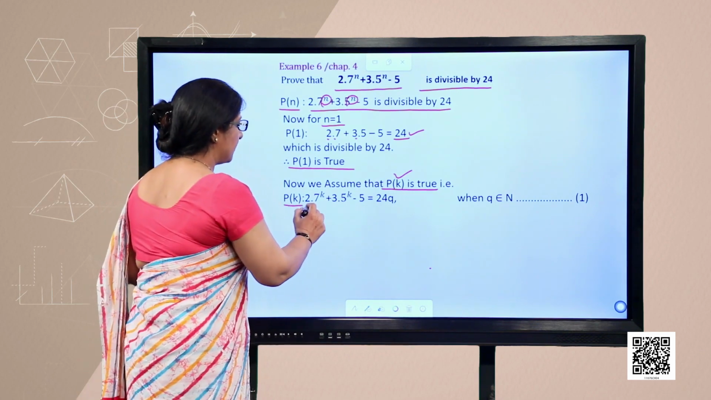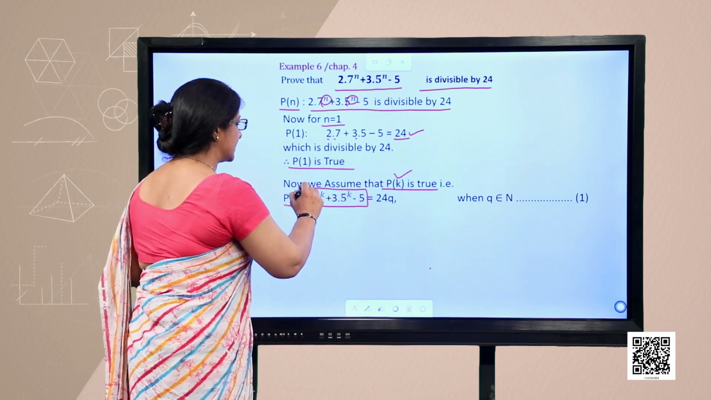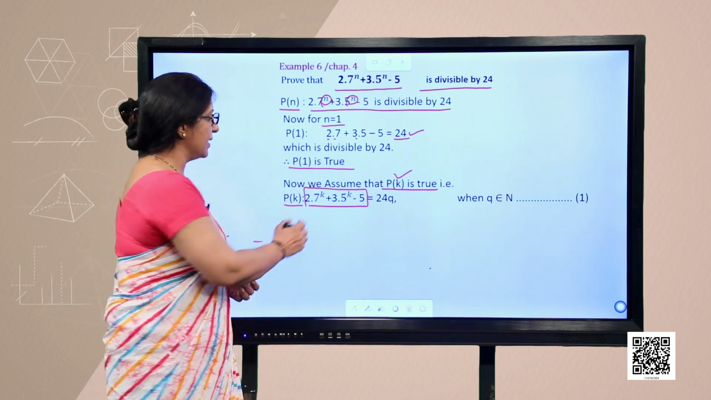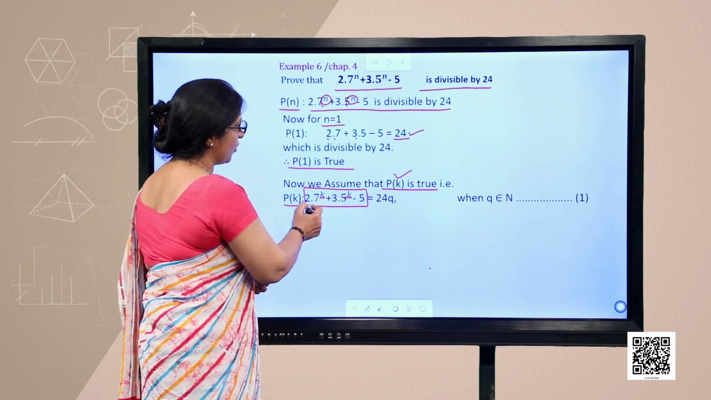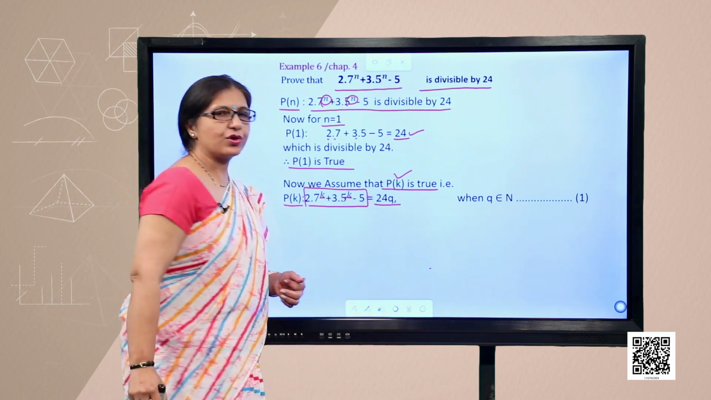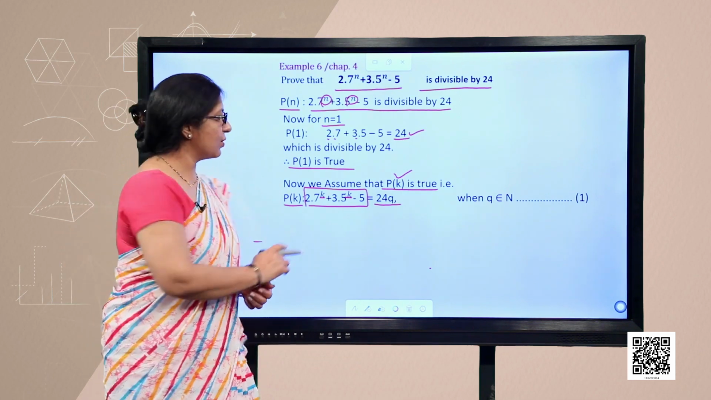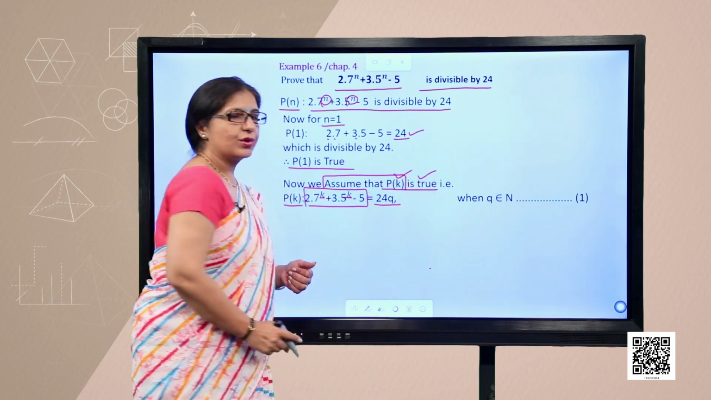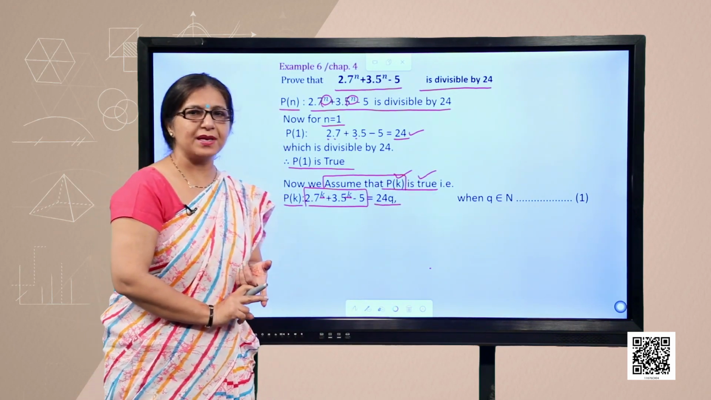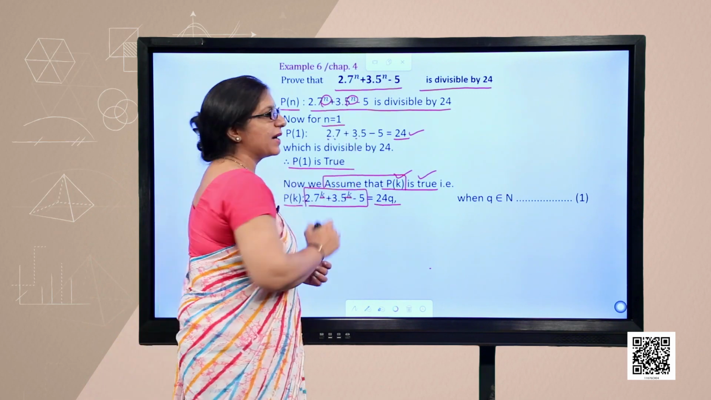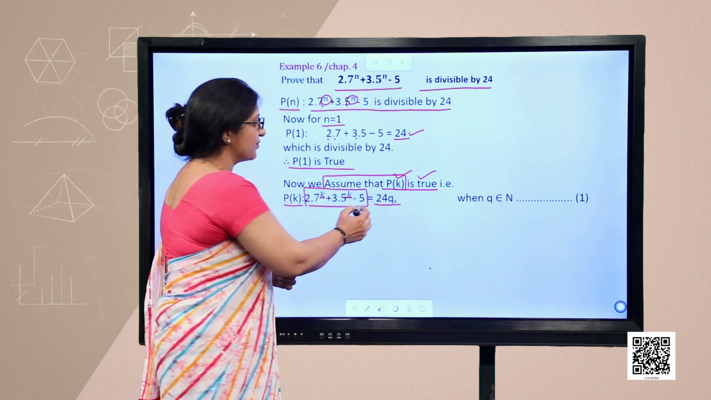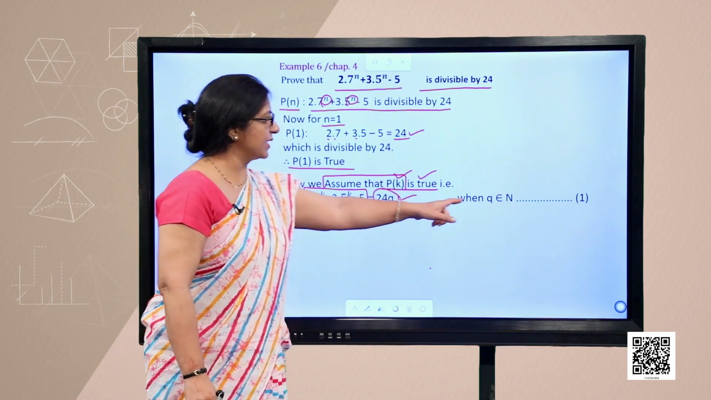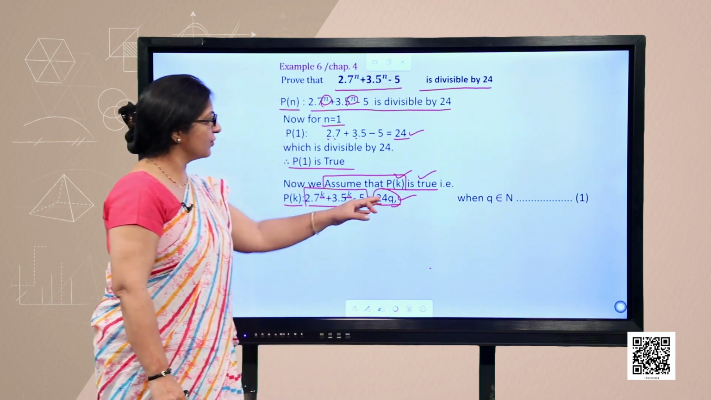So what is Pk? Pk is the given statement in the form of k. Wherever there is n, we will replace it by k. So this statement comes in the form of k. Now this is equal to 24q. What is 24q? We just assumed that Pk is true. Pk is true means this expression is divisible by 24. If it is divisible by 24, it has to be some positive multiple of 24, where q is some natural number.